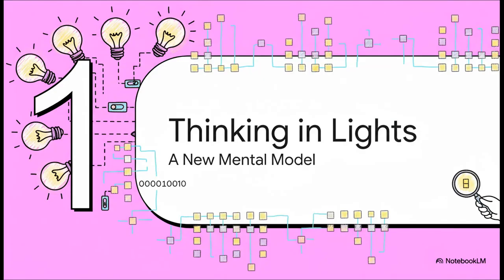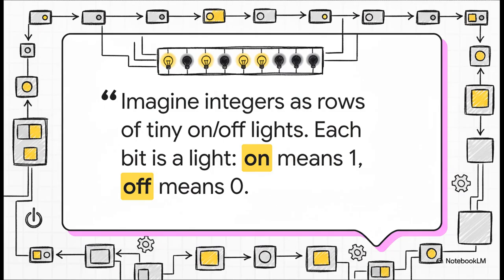First things first, we need a whole new mental model. We're going to stop thinking about numbers like 5, 10, 12, and we're going to start seeing them for what they really are down at the hardware level. Just a series of lights. This right here is the single most important idea you need to grasp. Every number you've ever worked with is, under the hood, just a row of switches. The number 5, it's just a specific pattern of lights being on and off. Once you start seeing numbers this way, everything else just clicks into place.